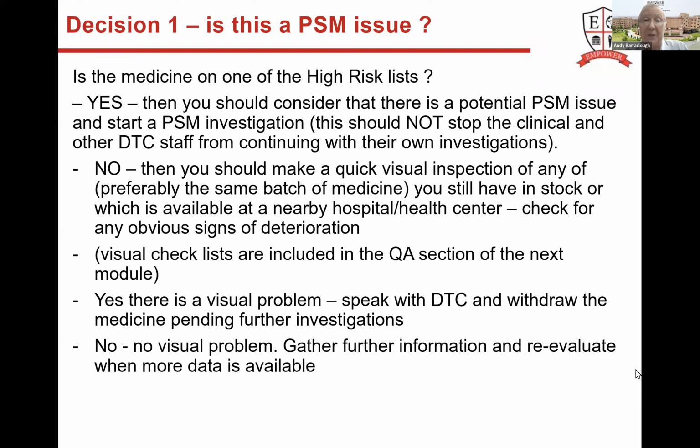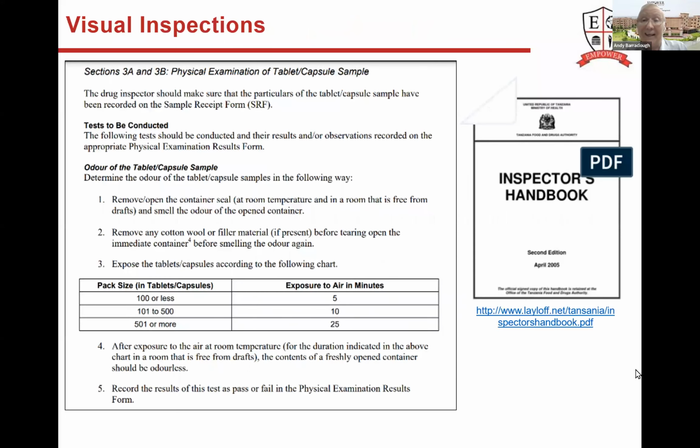The first one is a quick visual inspection. And by a visual inspection, I don't mean just look at it. I mean follow the formal, official visual inspection checklist. And if you're not familiar with that, there's an example on the next slide that I'll show you, which is from the Tanzania Drug Inspector's Handbook. The link is on the screen if you don't already have it.